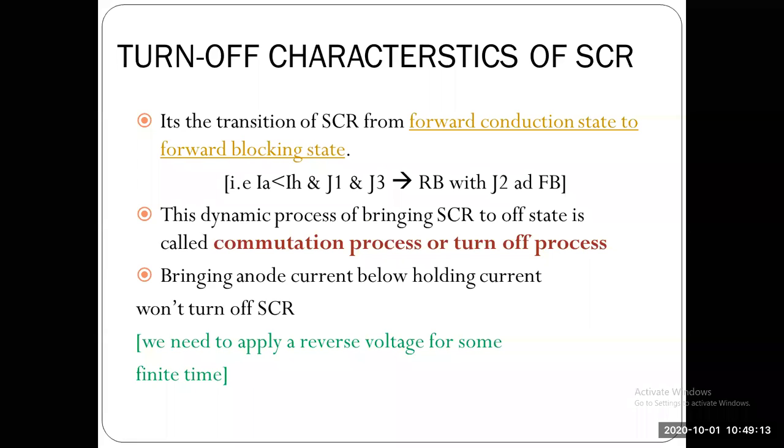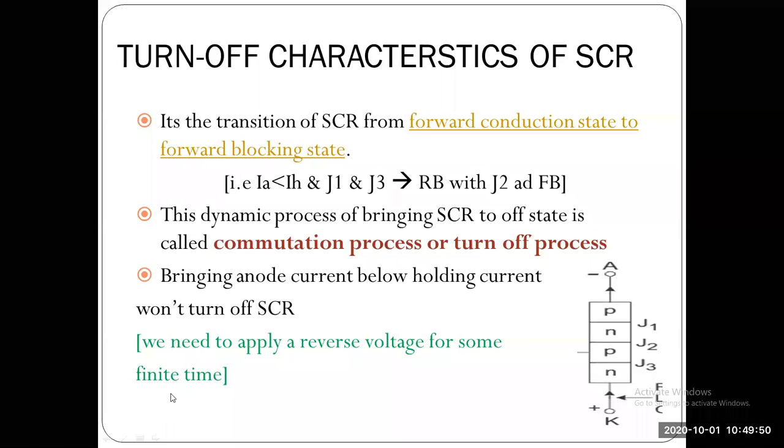So this entire concept is the procedure of commutation, or you can say the turn-off process of SCR. But you should remember that during this process, we must apply a reverse voltage across the anode and cathode terminals. If you see the diagram, the anode is the negative terminal and the cathode is the positive terminal. That means reverse voltage is applied for a finite amount of time. Clearly, I am mentioning it is required for a finite amount of time.